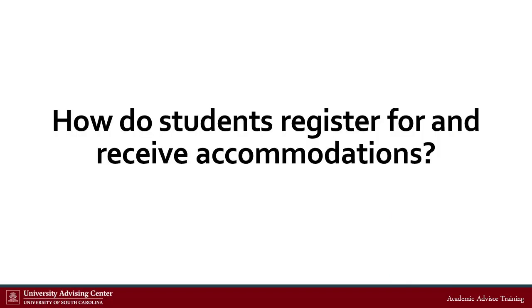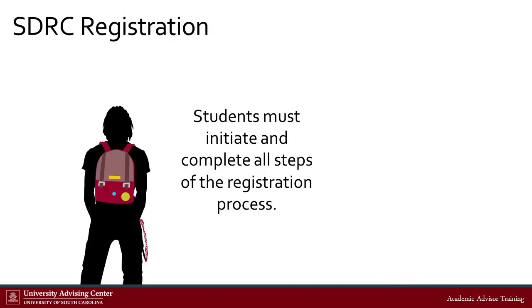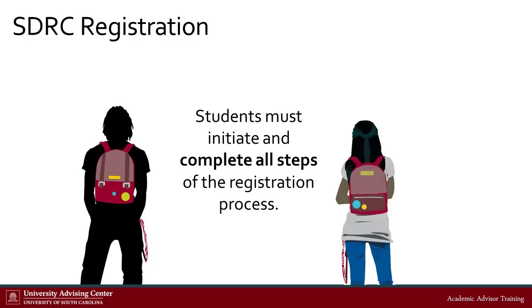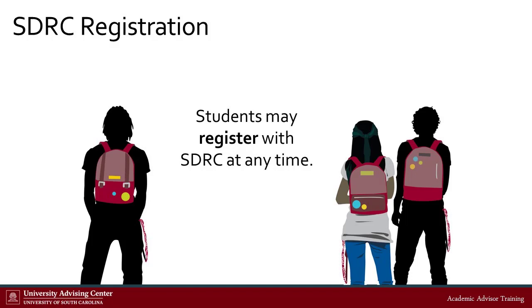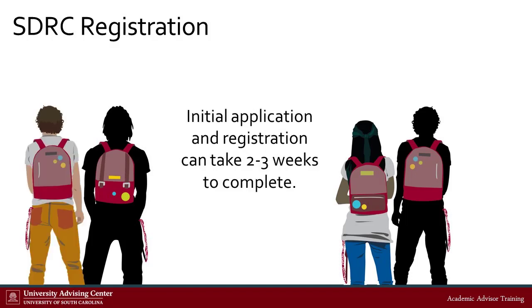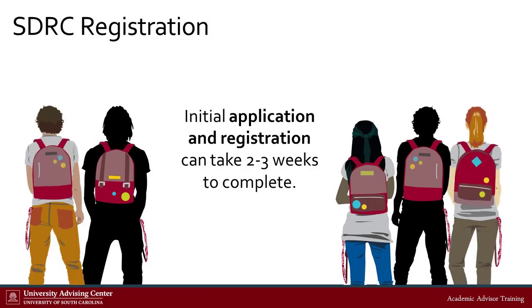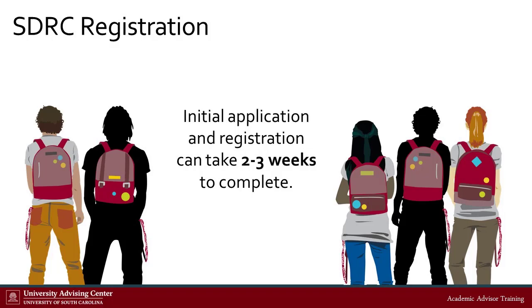How do students register and receive accommodations? Students must initiate and complete all steps of the registration process. Students may register with the SDRC at any time. Note that the initial application and registration process can take 2 to 3 weeks to complete.